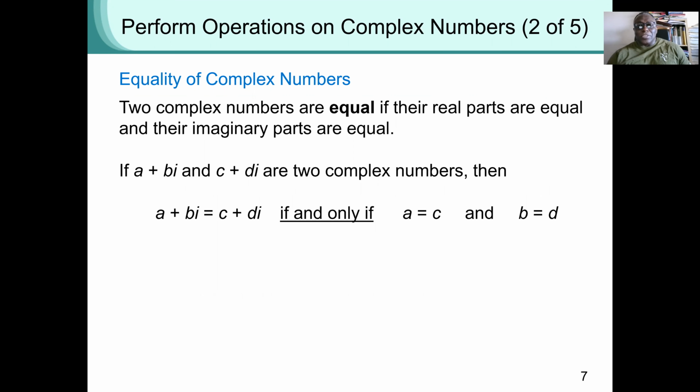So, two complex numbers are equal if their real parts are the same and also the imaginary parts are the same. So here we say if a plus bi and c plus di are two complex numbers, then a plus bi equals c plus di if and only if a is the same as c and b is the same as d. And this is the rule for equality of complex numbers. Two complex numbers can be the same only if their real part and also their imaginary part are the same.